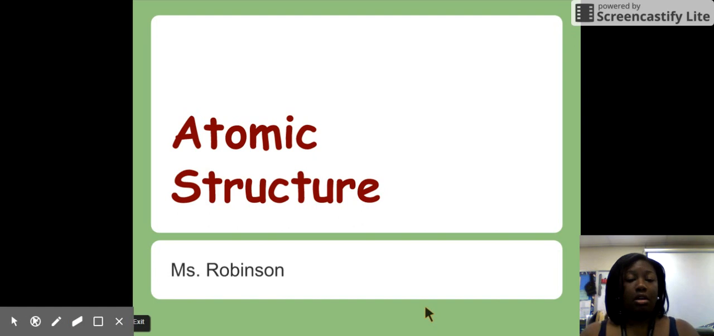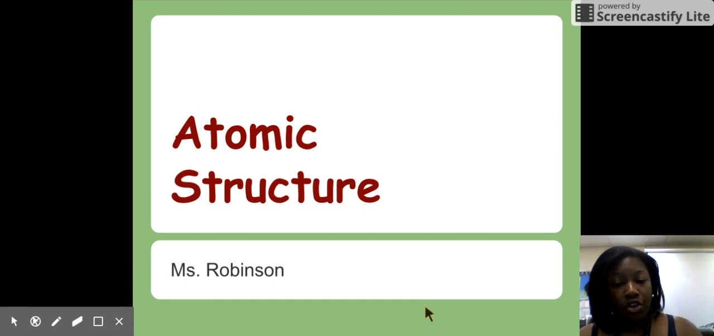Today we're going to be talking about atomic structure. These notes go into the next clean sheet in your interactive notebook. Remember to update your table of contents as well.